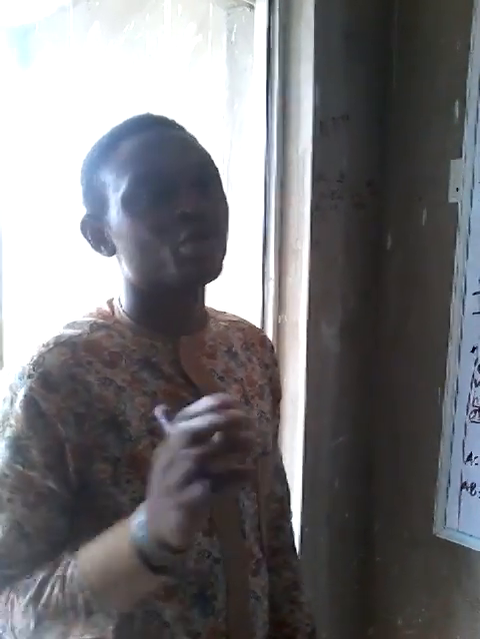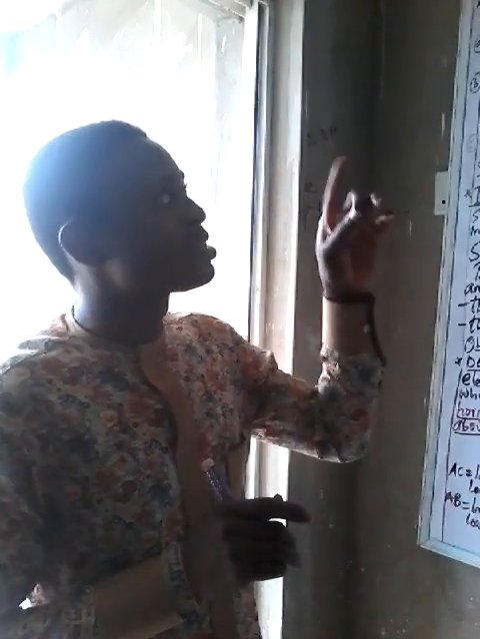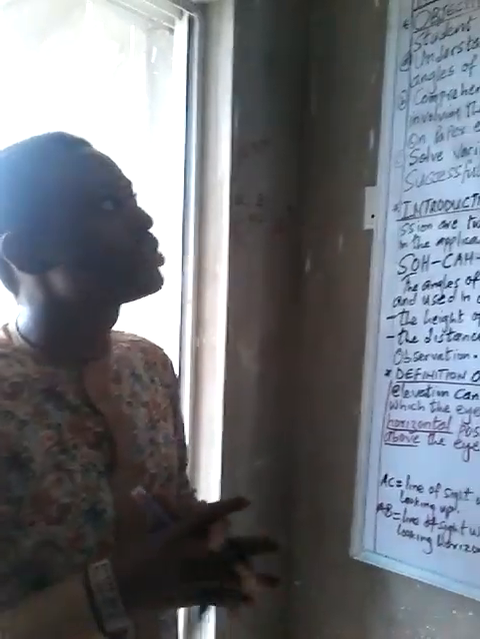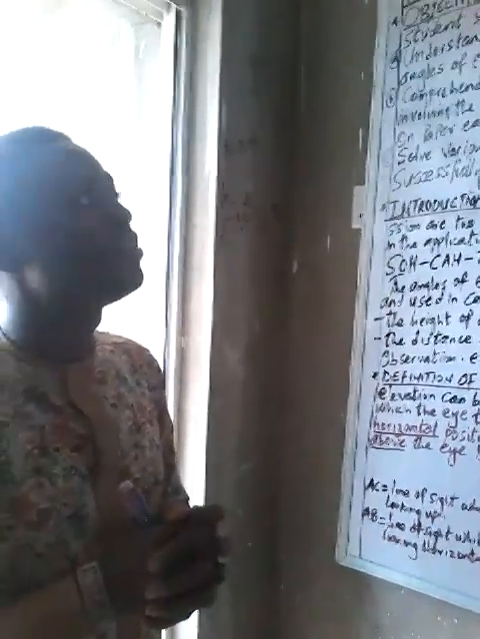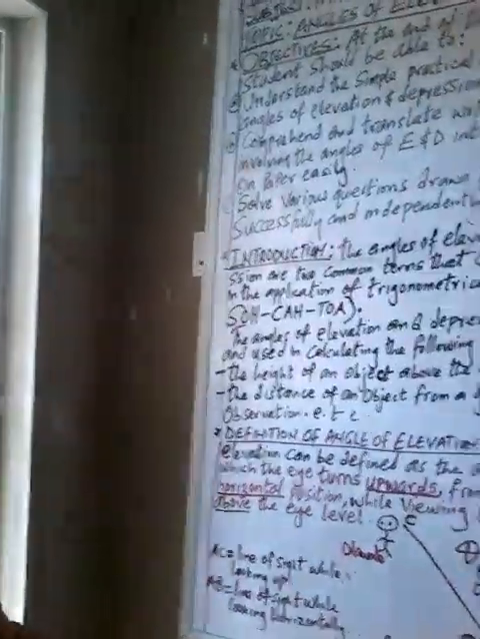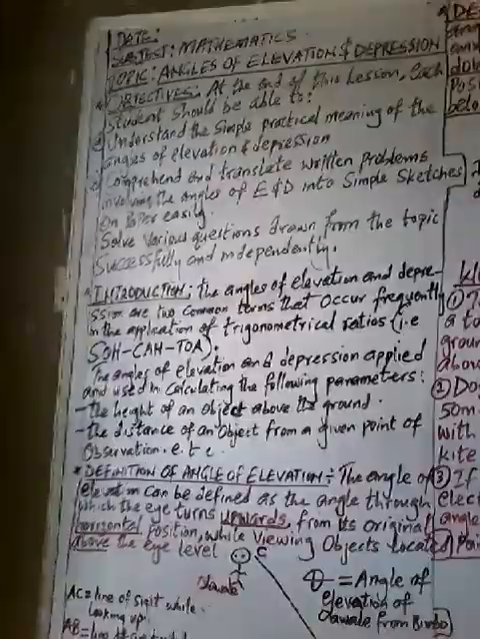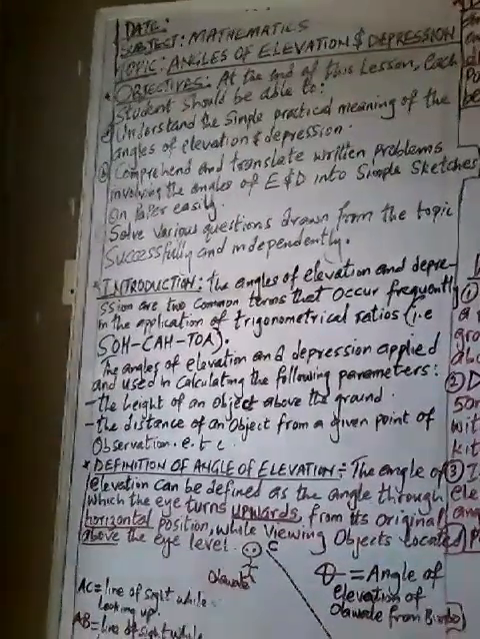Based on your demand, I want to treat with us today what we call angle of elevation and depression. Angle of elevation and depression is a topic in mathematics that will keep recurring even till you get out of secondary school. In senior secondary school it is a major topic.